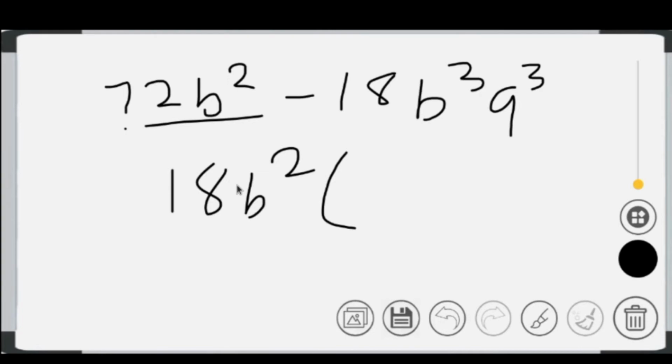What do we get? Then we're going to be left with b, 4, just 4, because the b squared and the b squared will cancel out. Then we're going to be left with 72 divided by 18, which is 4, right? Yes, minus 18 divided by 18, that's 1, so we don't have to write it.